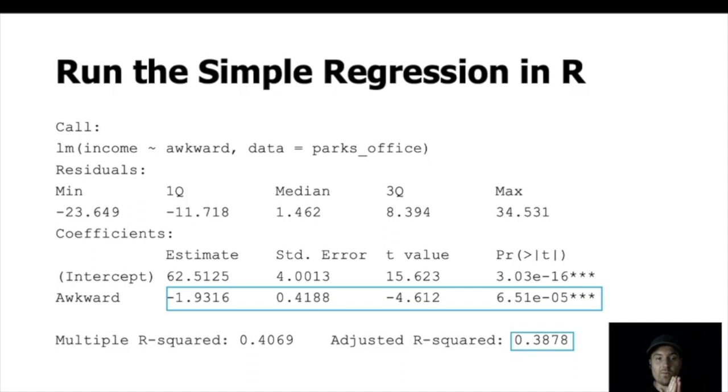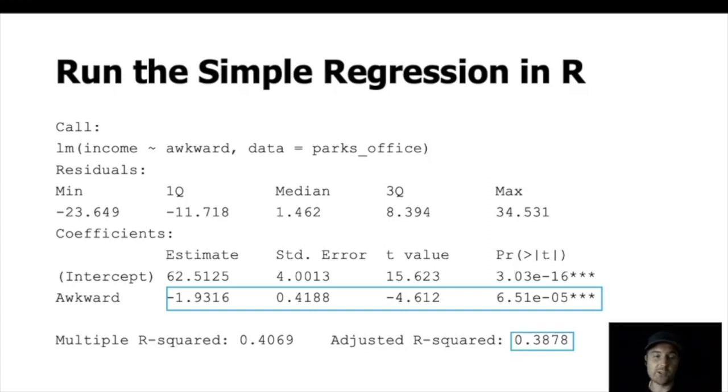Well, if we look at the estimate, it's negative 1.9. So we would say for a 1 unit increase in awkwardness, we would expect a negative 1.9 unit decrease, or lower income, and that effect is significant. Another way of saying that is if we increase awkwardness by 1 unit, we'd expect income to go down by almost $2,000 because income is in thousands, which tells us quite a bit.